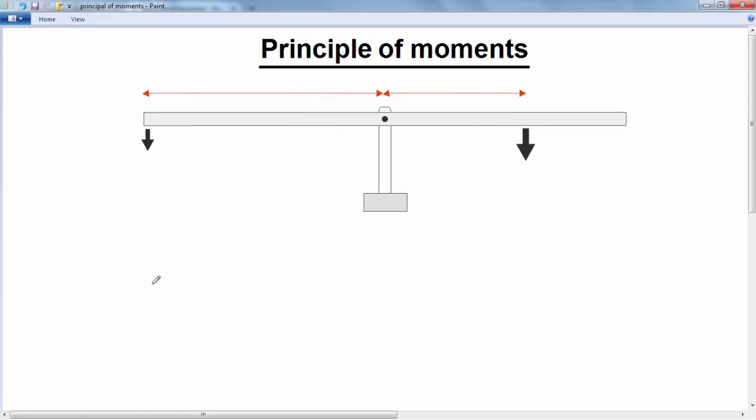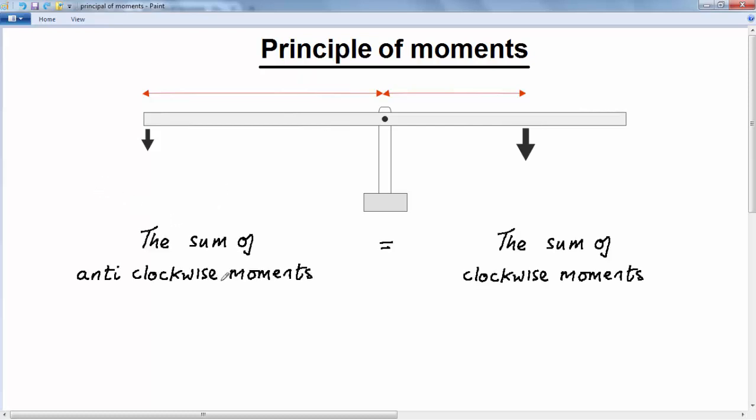Okay, so what is the principle of moments? Well, we say that if this beam is in equilibrium, that's to say it's balanced or it's stationary, it's not rotating either one way or the other, then we can say this: the sum of the anti-clockwise moments around the pivot point is equal to the sum of the clockwise moments. What do we mean by that?